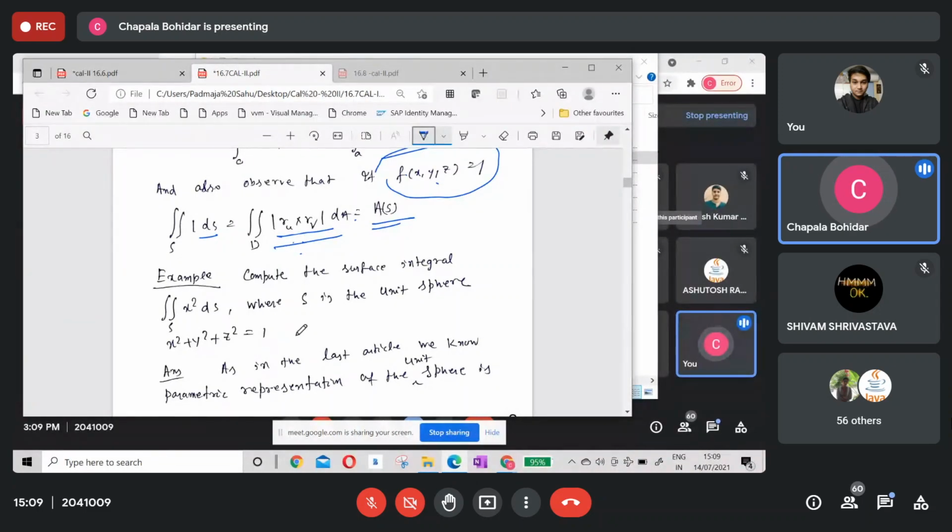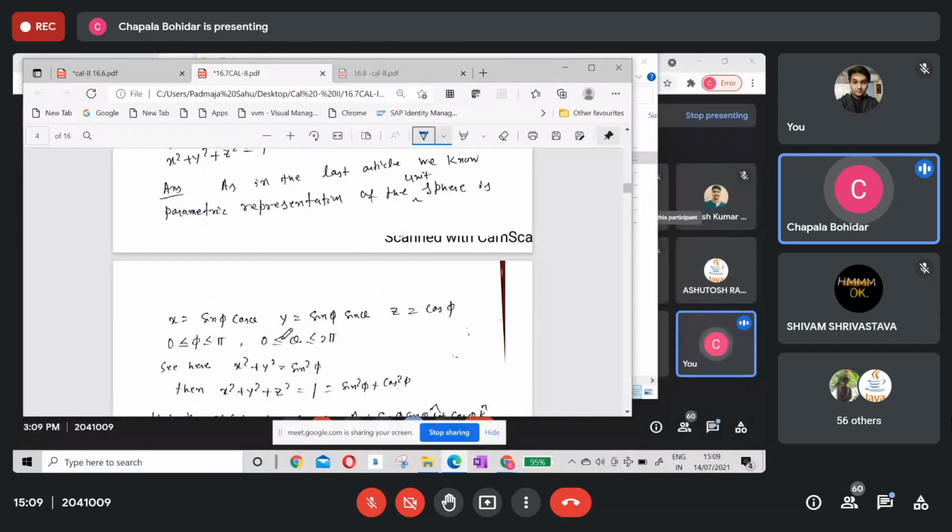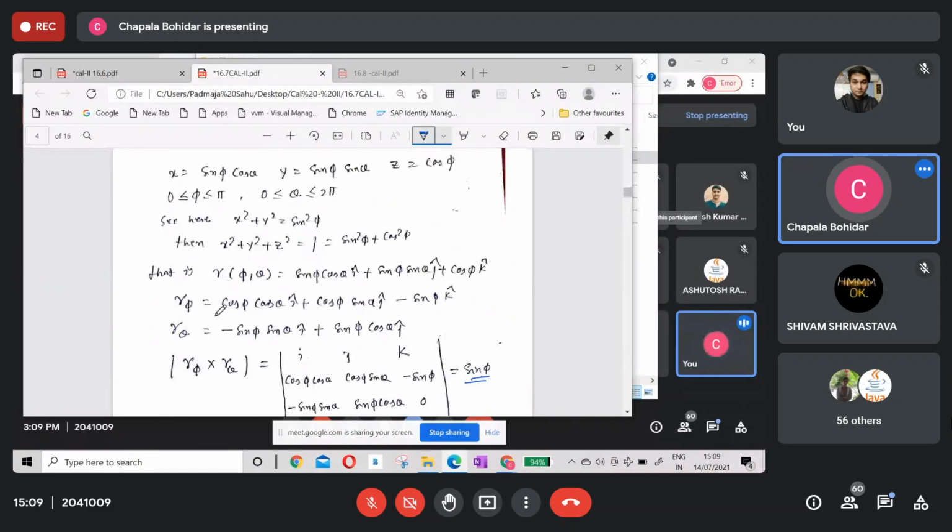So r lies from where to where? Tell me. R lies from 0 to 1. And phi lies from 0 to pi, and theta lies from 0 to 2 pi. Now here, r(phi, theta) I can write down: x is sine phi cos theta, y is sine phi sine theta, and z is cos phi. So I can write x i, y j, and z k. This is in the parametric form. From that we have to find r_phi, then we find r_theta, then we find the cross product and the absolute value.